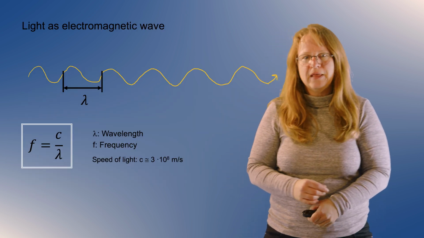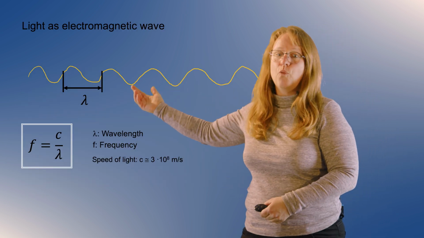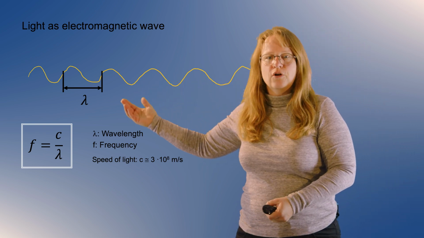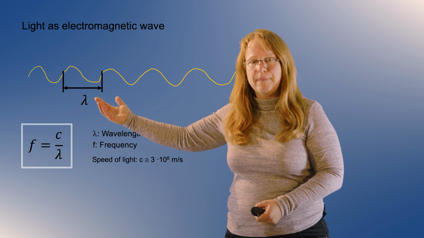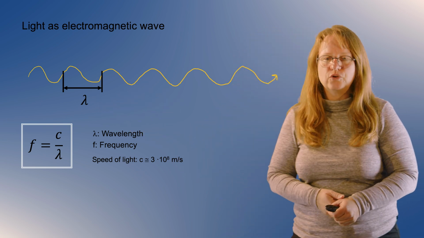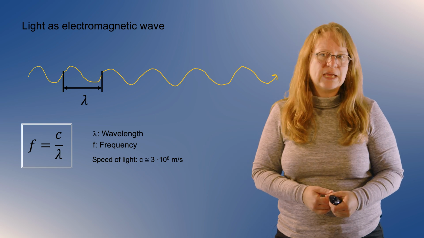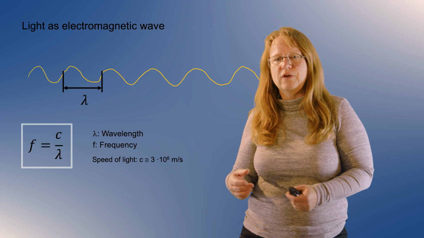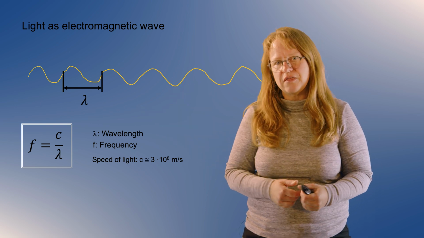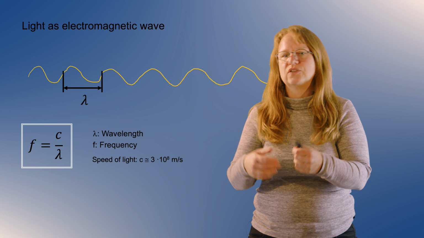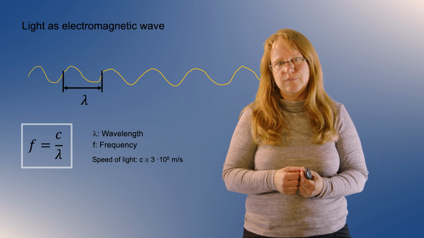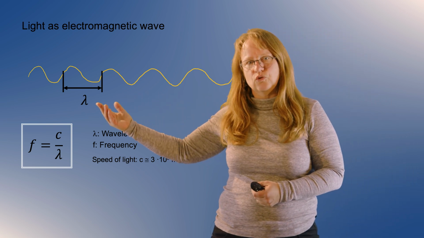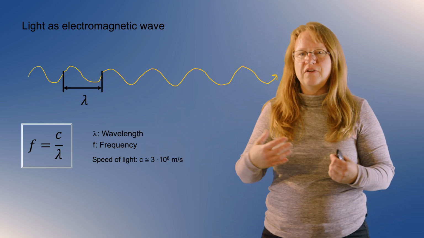And I have here a hand-drawn wave. So first of all, light you might think about as an electromagnetic wave. And the wave can have a different wavelength, lambda, depending on what color of light we have. So if we have light in the blue spectral range, the wavelength might be in the range of 400 to 450 nanometers. If we have red light, then we might have a wavelength that is around 600 or 650 nanometers, for example.